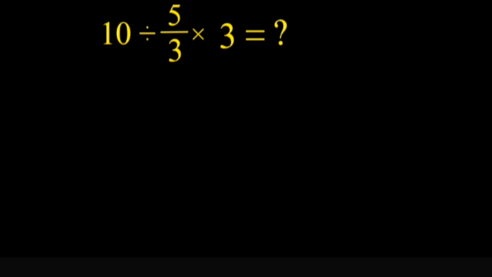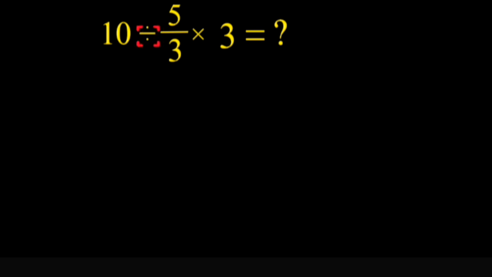10 divided by 5 over 3 times 3. In this expression, there is both division and multiplication. According to PEMDAS, multiplication and division have equal priority. So we move from left to right and perform whichever operation we encounter first. In this expression, if we move from left to right, we reach division first. So we perform the division first and then the multiplication.